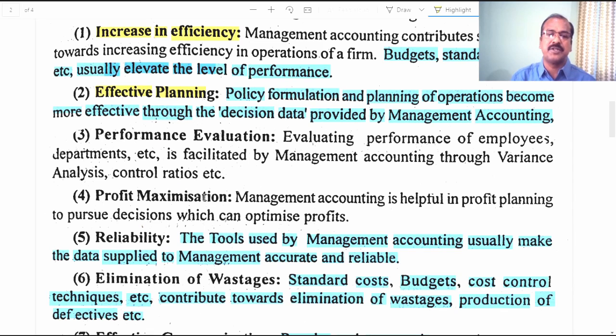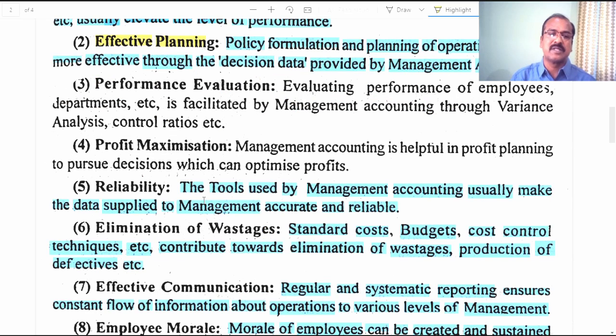The third advantage of management accounting is performance evaluation. Management accounting, through its tools like standard costing, budgets, control ratios, paves a way for evaluating the performance of the people who are involved in management accounting. And the next one is about evaluation of performance of the centers named cost centers, profit centers, responsibility centers and investment centers, etc.